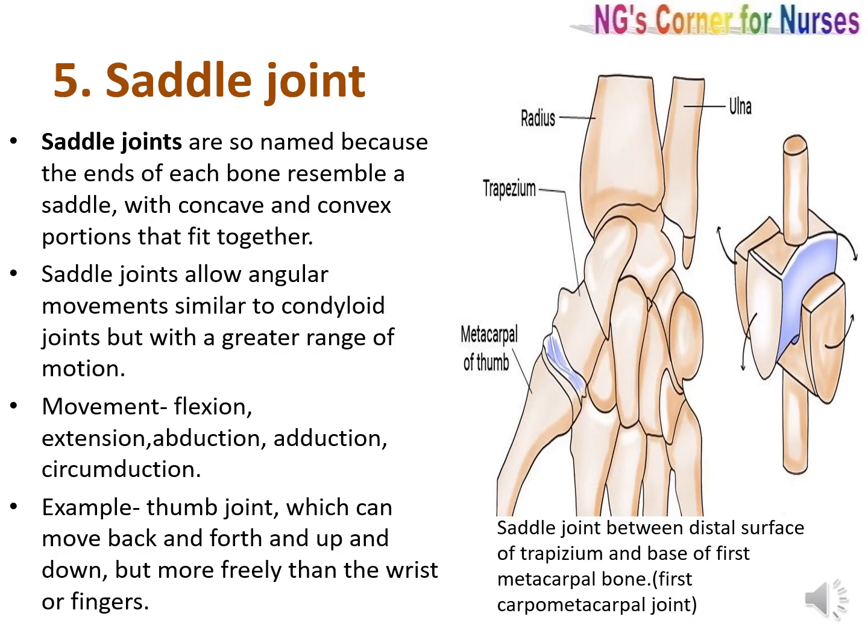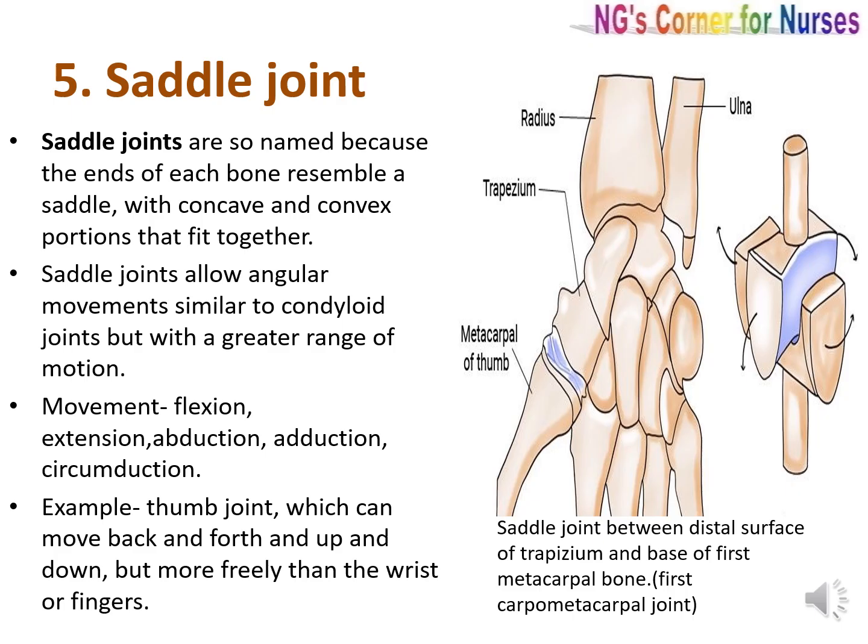So fifth one is the saddle joint. Saddle joints are so named because the ends of each bone resemble a saddle with concave and convex portions that fit together. Saddle joints allow angular movement similar to condyloid joints but with a greater range of motion. The movements allowed are flexion, extension, abduction, adduction and circumduction.